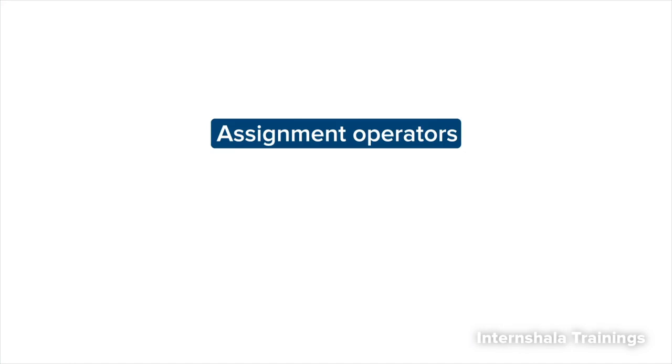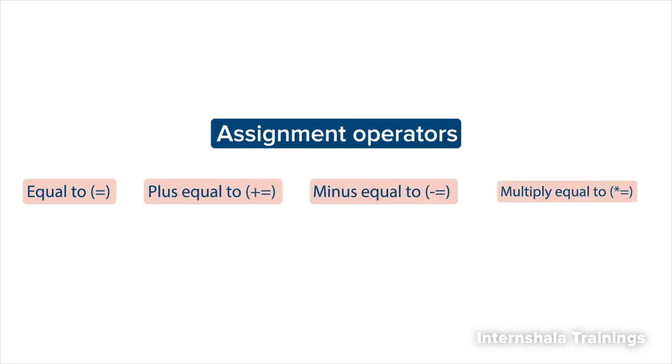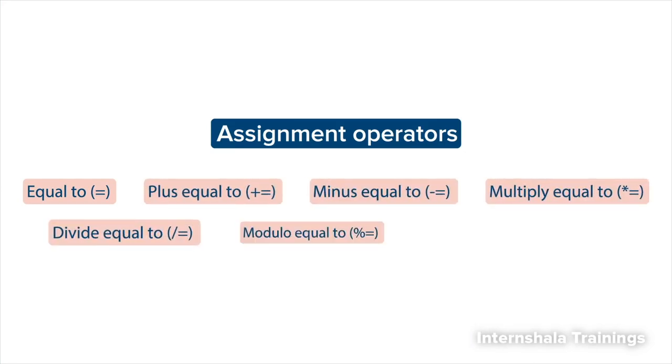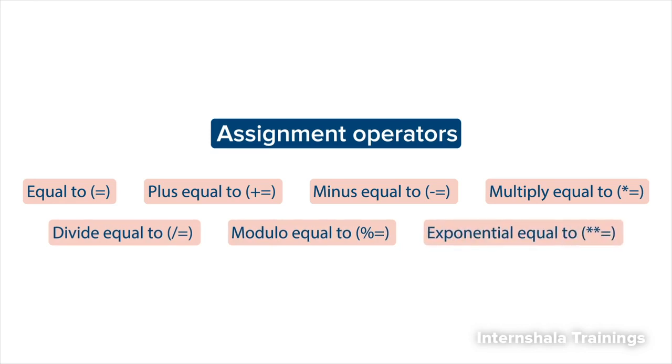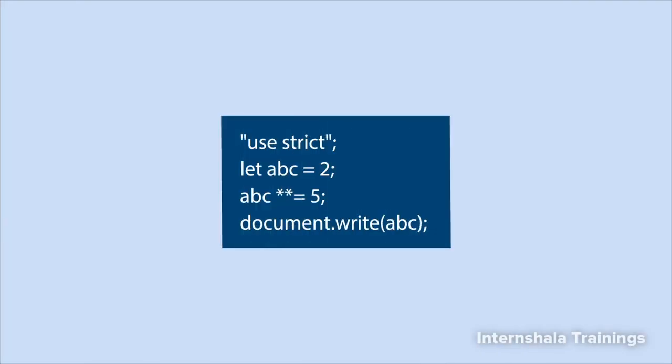Next, we will move to assignment operators. Here also, the assignment operators such as equal to, plus equal to, minus equal to, multiply equal to, divide equal to, and modulo equal to work exactly the same way in JavaScript. We have one more assignment operator in case of JavaScript, that is the exponential equal to operator. It is denoted by 2 asterisk symbols followed by an equal to sign. To understand this operator, let us take this example.